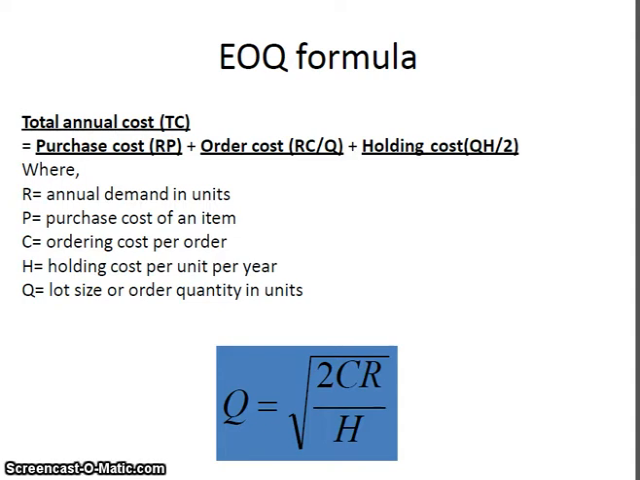Here I have given the EOQ formula: EOQ is equal to the square root of 2 multiplied by C into R, where C is the ordering cost per order and R is the annual demand in units, divided by the holding cost per unit per year.